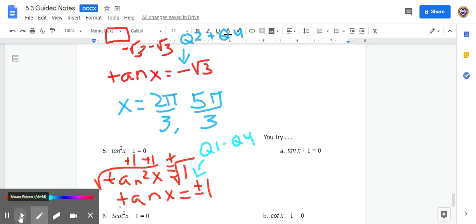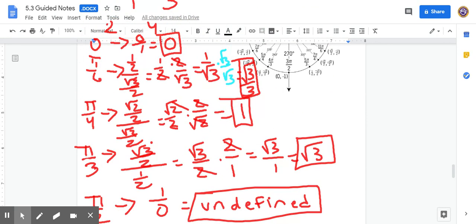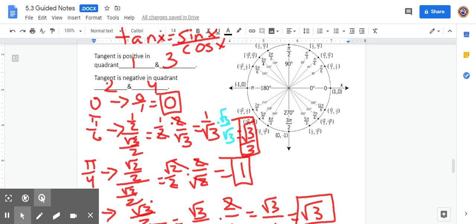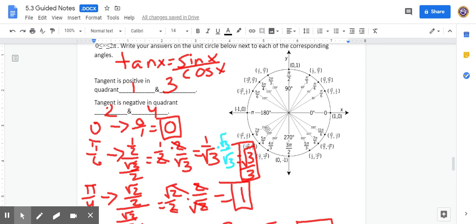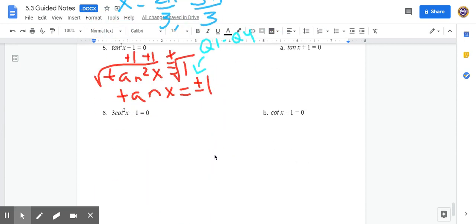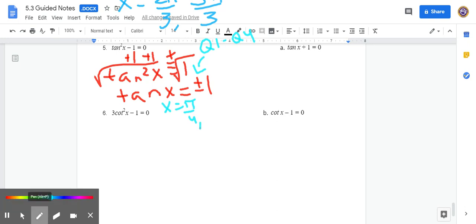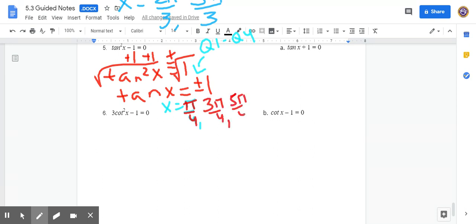So now we look at what 1 goes with. 1 goes with all of the angles over 4. So we go to our unit circle. We have pi over 4, 3 pi over 4, 5 pi over 4, 7 pi over 4. So those would all be our answers. Pi over 4, that's in red. Pi over 4, 3 pi over 4, 5 pi over 4, 7 pi over 4. Those would all be our answers to our equation.